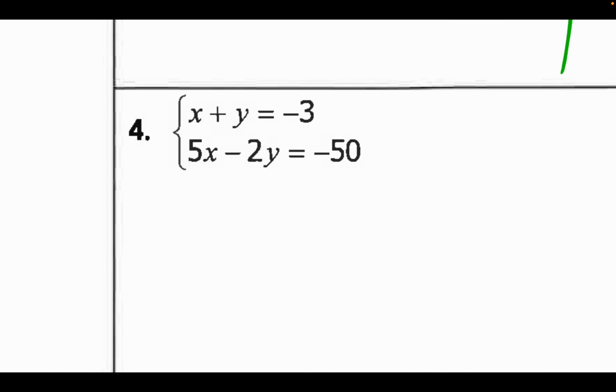On to number 4 here. Lined up again, x, y equals number. Love when that happens. We do need to multiply this top equation. We could either multiply this top equation by negative 5 to make the x's eliminate, or positive 2 to make the y's eliminate. We have a choice here between the two.